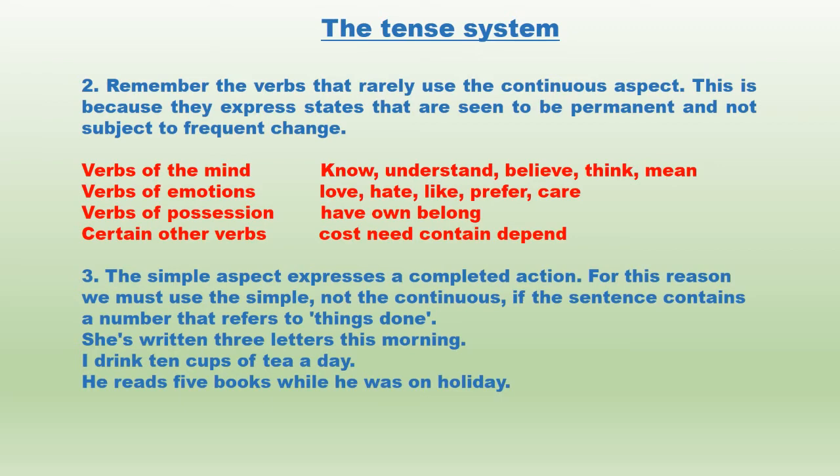I can't use the continuous aspect because the context refers to something that is already done. It's not continuously or frequently changed. For example, he read 5 books while he was on holiday. So this refers to something that is done, completed. So I can't use the continuous aspect in this case.